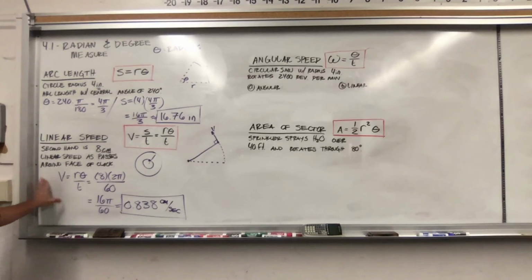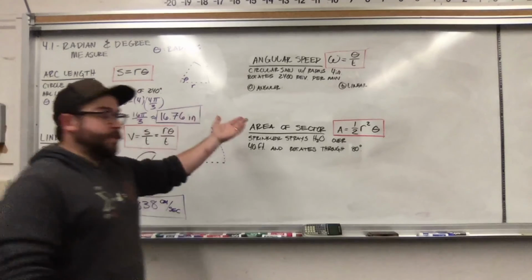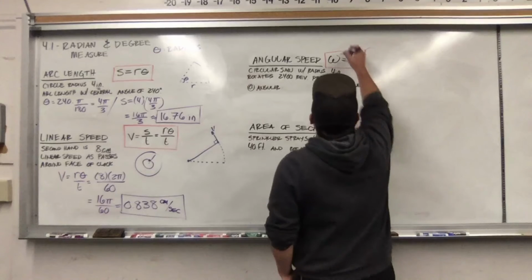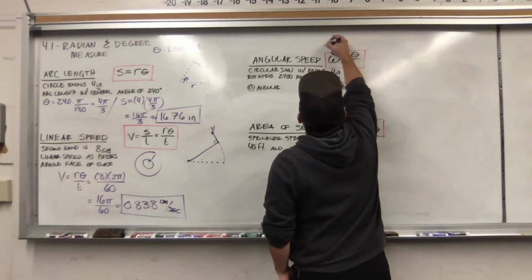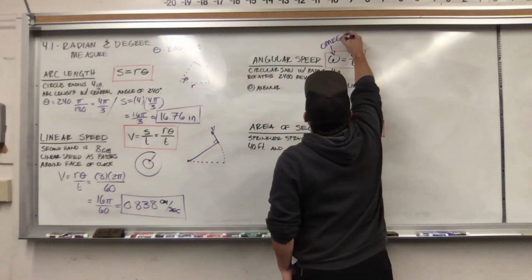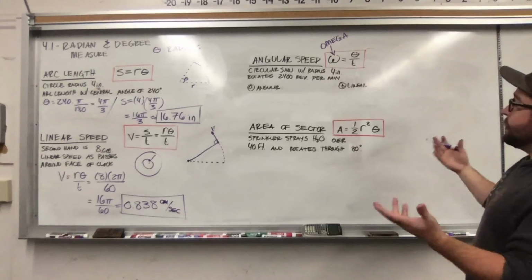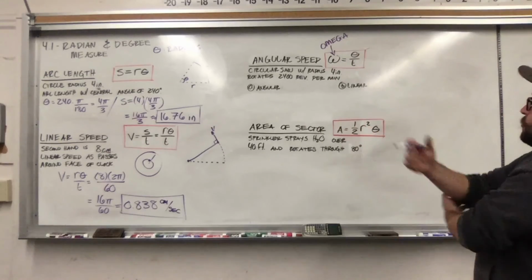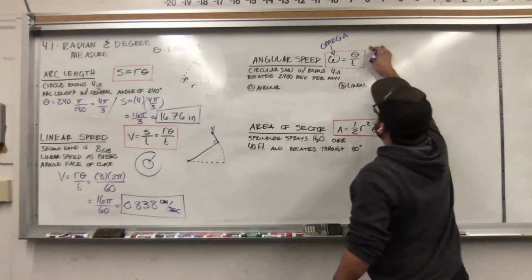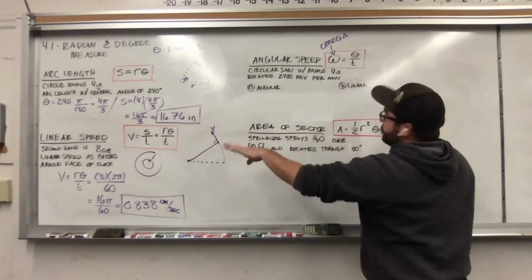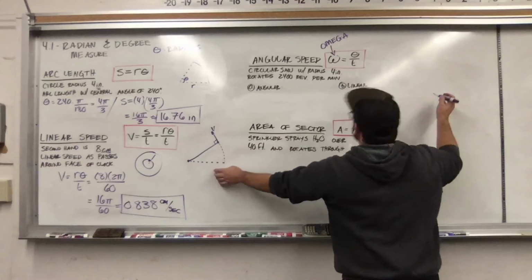Now, this is linear speed. As we move on to the bottom of that page, we have this weird funky W, which is actually the Greek letter omega, which is always going to be dealing with anything angular. And here's the difference of our angular speed versus our linear speed. So I'm going to draw a very similar picture right here.